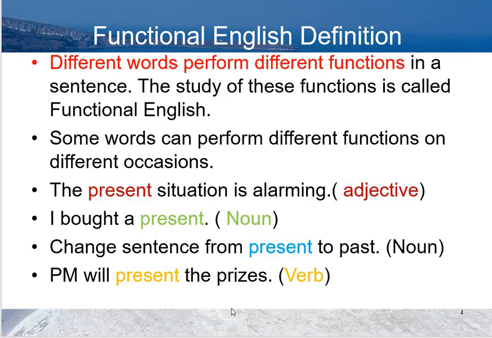Prime Minister will present the prizes. Here it is a verb. So look at the grapheme. Grapheme means spellings. Orthographic patterns are the same. Present, present. Meanings are different in these four situations, and parts of speech are also different. If somebody asks you, just answer me, what is the part of speech of present? Don't answer it. Ask the person to use it in a sentence. When that word is functional, I would be better able to answer the question.